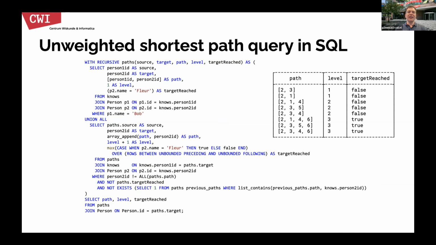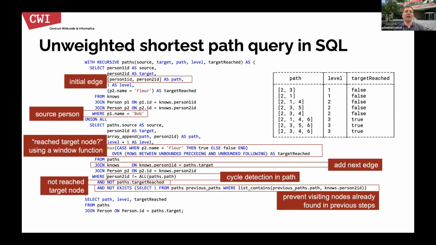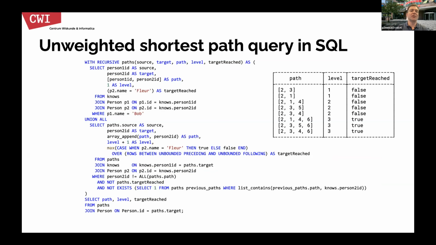So what you see here is a with recursive query. So it's a recursive SQL query. Not all SQL systems support this. And a with recursive query consists of 2 parts. So it's an initial part that seeds the query and union all with a second part that joins the recursive table paths, which is being returned here, with itself. So it adds more bindings.